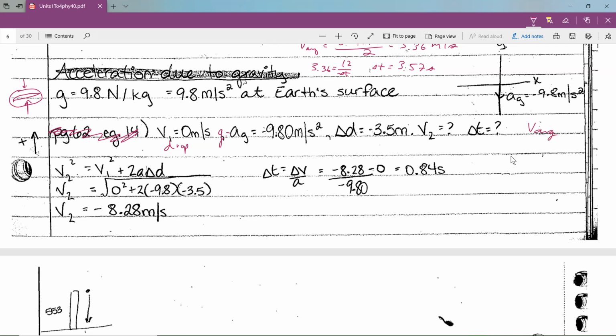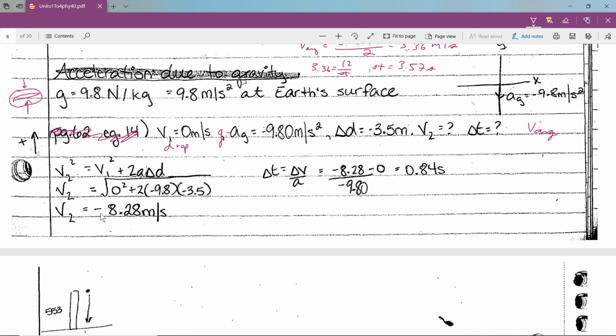Okay, so V average is V1 plus V2 over 2. Now we don't have enough information for that. Delta D over delta T, not enough information for that. So we got to use this one here. V2 squared is V1 squared plus 2A delta D. So V2 is the square root of 0 squared plus 2 times negative 9.8 times negative 3.5. Remember, you have to take a square root of a positive number. If you're starting to take the square root of negative numbers, something weird is going on right now. Later on in physics, you will do that with imaginary numbers, but for now, no.